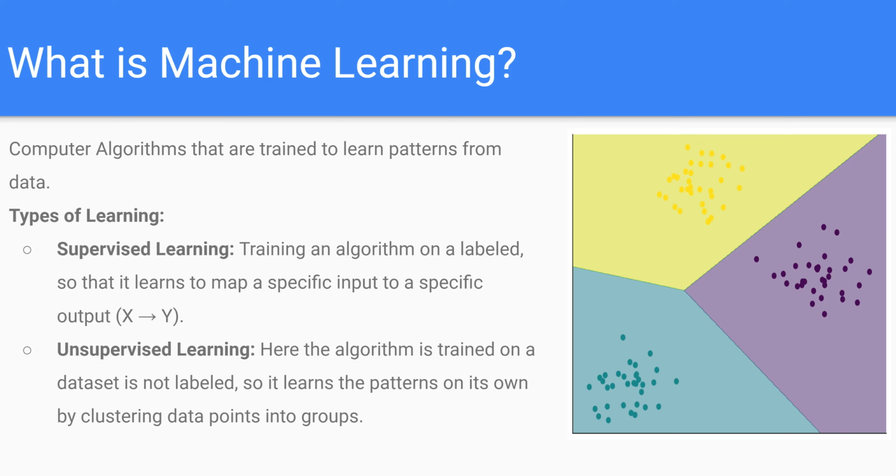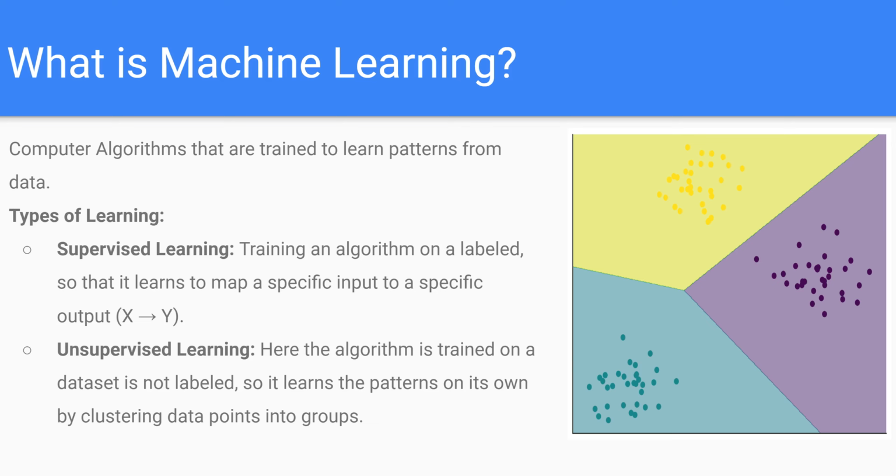So what is machine learning? Quite simply, machine learning algorithms are computer algorithms that are trained to learn patterns from the data that they're trained on. So you give it some data, and then you train this algorithm to be able to learn how to make predictions off of that data by learning patterns within that data. The main two types of machine learning that you see are supervised and unsupervised. You'll see semi-supervised as well, but these are the main two and the ones that we'll cover in this course.